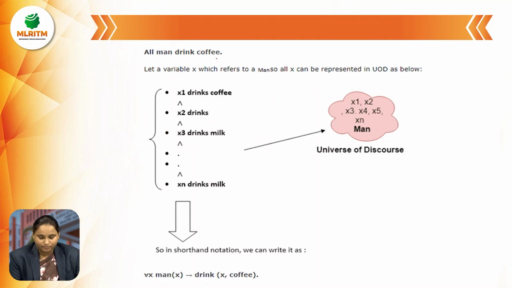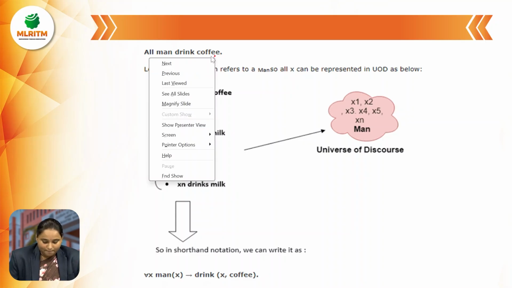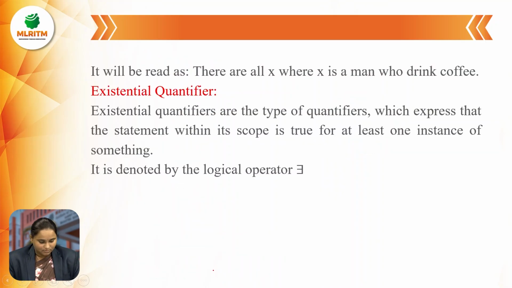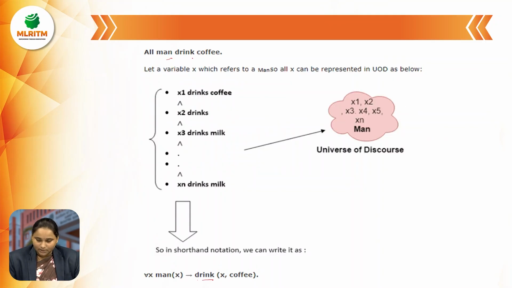All men drink coffee. This is a statement. It can be written with "for all", because all men drink coffee. Here men are the subject, and drink coffee is the predicate. The predicate is drink. What they are drinking, either coffee or milk: drink(X, coffee). Here who is X? It can be represented as a man: for all X, man(X).